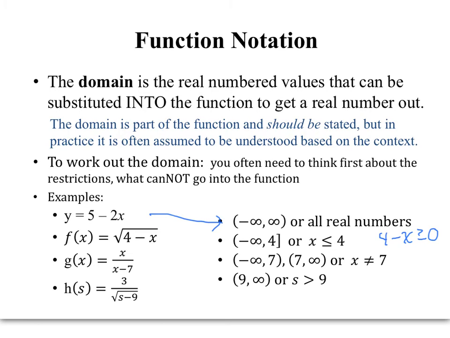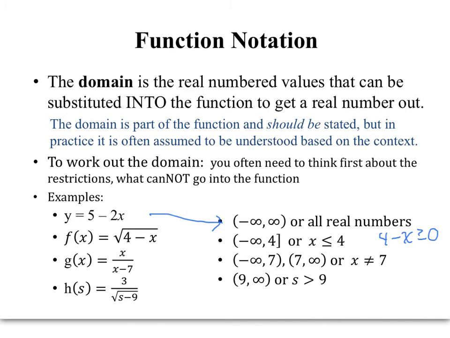So x is less than or equal to 4. A better way to write that is in interval notation: it's all the numbers from negative infinity all the way up to 4. And here, because of the equal to 4, we're including 4, so it's a square bracket. If it was just strictly less than 4, we wouldn't include 4. But the square root of 0 is fine, that's 0. So you want to include 4.